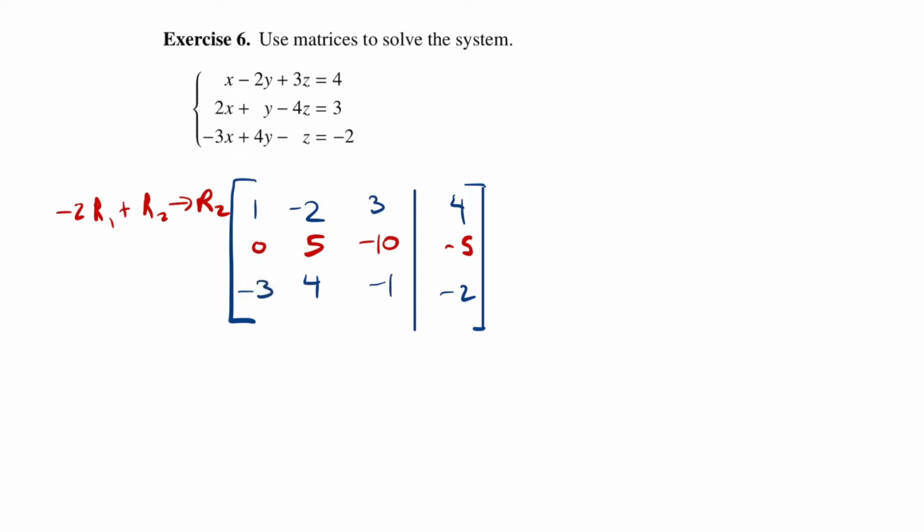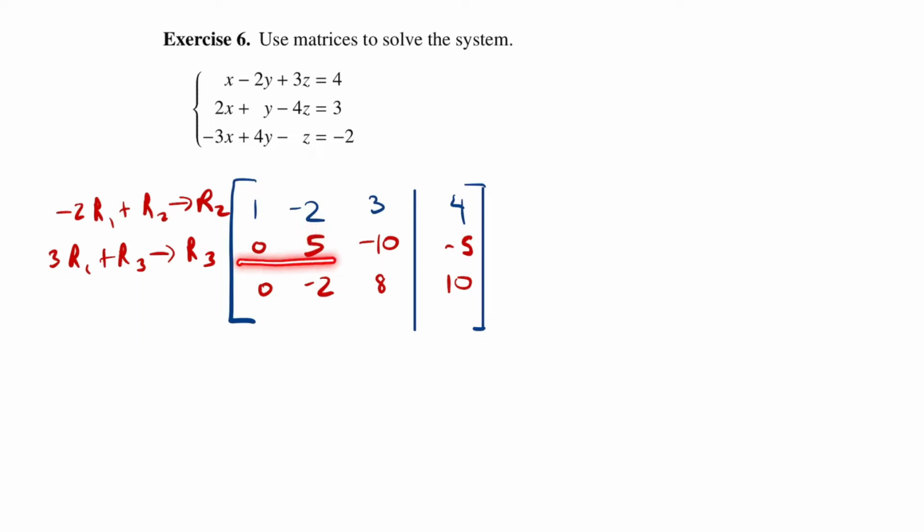Now we do the same thing to the third row. We want to make this a 0, so we have to multiply row 1 by positive 3. Add that to row 3, and that's going to equal your new row 3. So 1 times 3 is 3. 3 plus -3 is 0. 3 times -2 is -6. -6 plus 4 is -2. 3 times 3 is 9. 9 minus 1 is 8. 3 times 4 is 12. 12 minus 2 is 10.